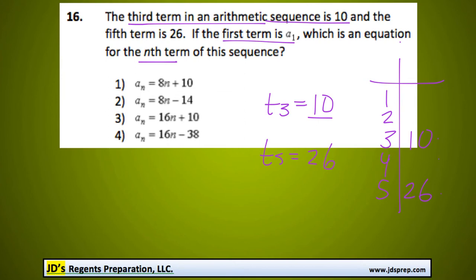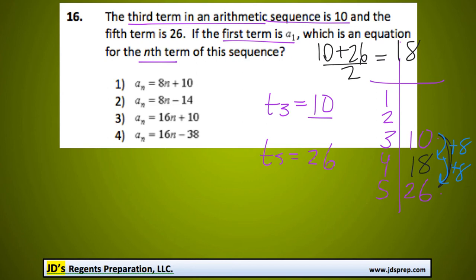Because this is an arithmetic sequence, it's increasing or decreasing at a constant rate. And so we're actually able to find this out fairly quickly because it's going to be the middle number between 10 and 26. In other words, the average. So we could do 10 plus 26 divided by 2, which gets us 18. So the middle term here is 18. And this was handy because now we can see our rate of change. It's increasing by 8 each time.